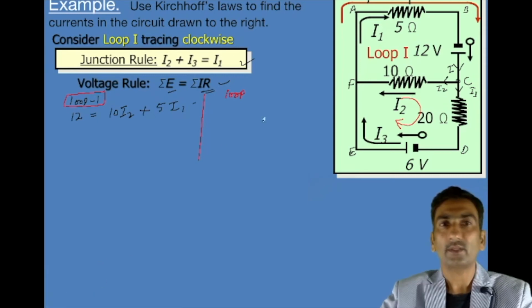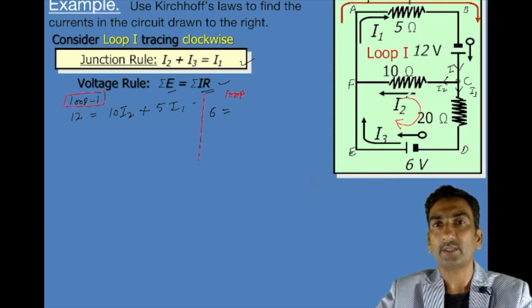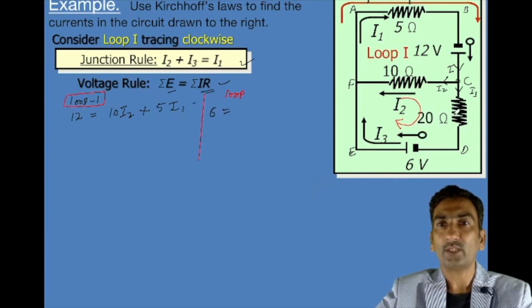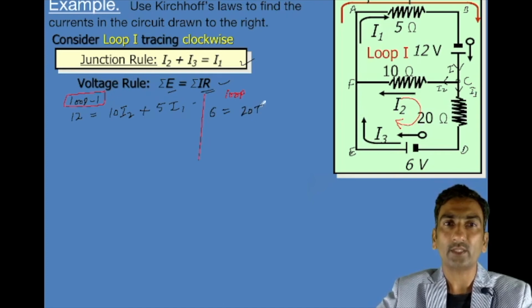So what is the potential here? That is the 6 volt, and the potential drop is across the 20 ohm resistor, and what is the current across this 20 ohm resistor? That is I3. So it is 20 I3, and check the sign, whether it's positive or negative.